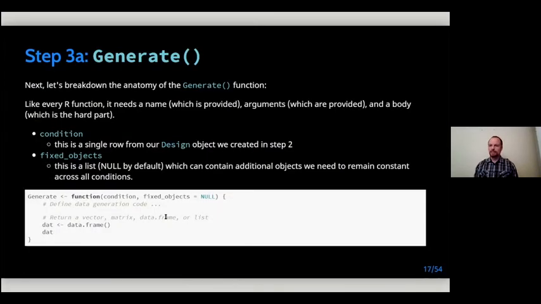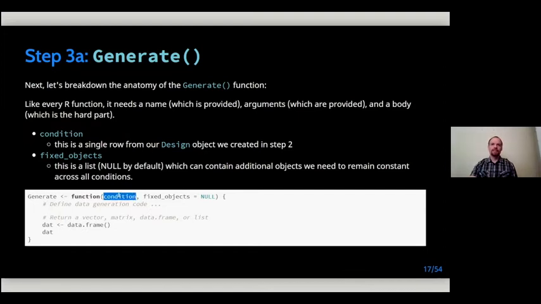So the next part of the step is our generate function. I just want to break down a little bit the anatomy of the generate function. Like every R function, it is going to have a name, which is provided for us with that skeleton outline, as well as the arguments, which are also provided for us. And the body, which is obviously going to be the hard part, because that's where we have to actually program in the data generation process.